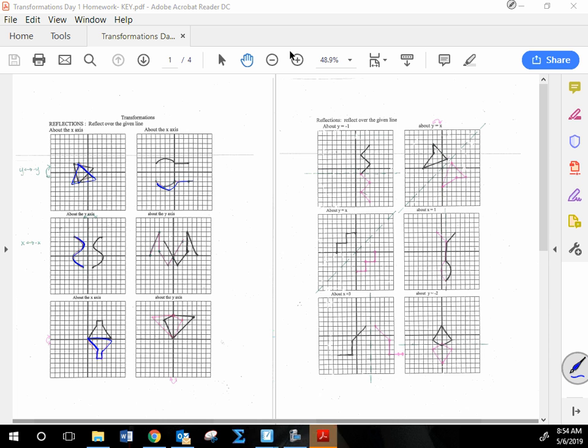So remember, when we're doing our reflections, you want them to be the same distance away from the line as they were before. So if they were 4 to the left, you want to go 4 to the right.